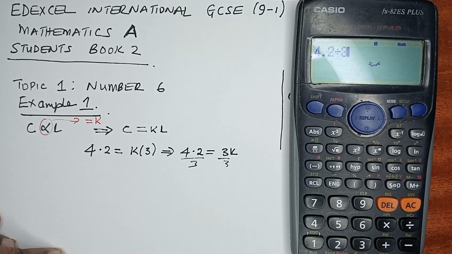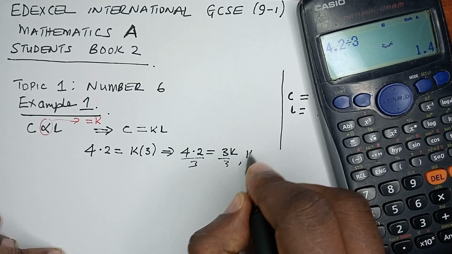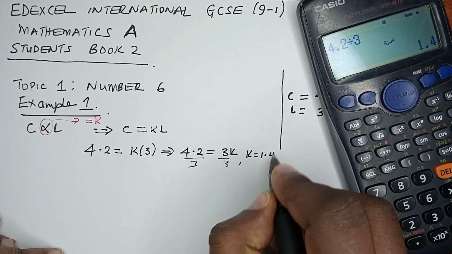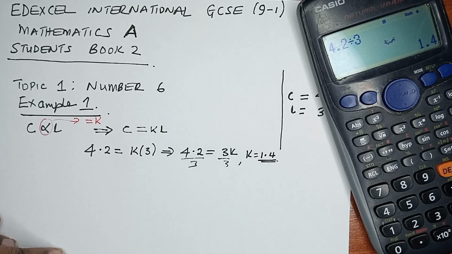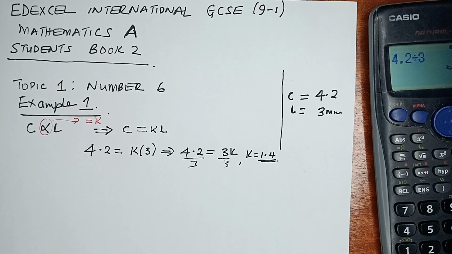So 4.2 divided by 3 is 1.4. So K is equal to 1.4. That is the value of K, the constant of proportionality. Now, with that, we can go and answer the question.